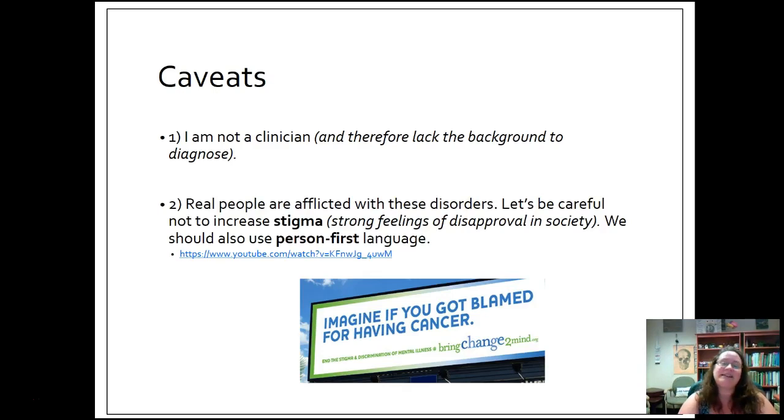Also, it's really important to realize that real people have each of these disorders that we'll talk about. So we want to be really careful not to increase stigma. We don't want to indicate disapproval or be judgmental towards individuals. We also really want to use person-first language. Call them a person first. So we wouldn't want to say, there's Bob, the schizophrenic. We would want to say, here's Bob, someone who suffers from schizophrenia. He's not the schizophrenic. He's a whole individual who happens to have schizophrenia. So that's the person-first language idea.